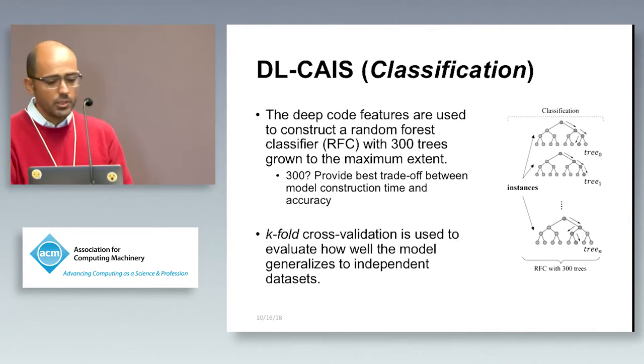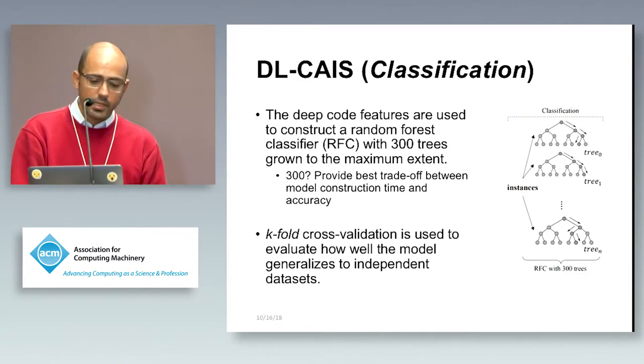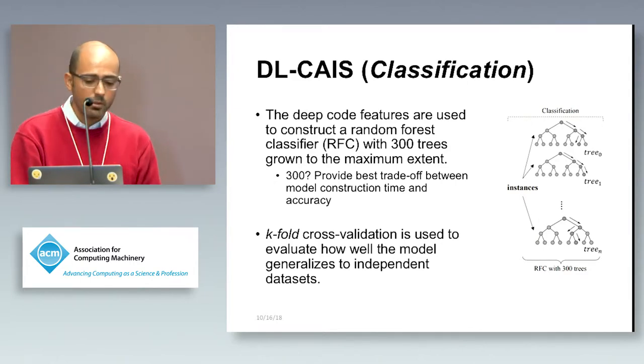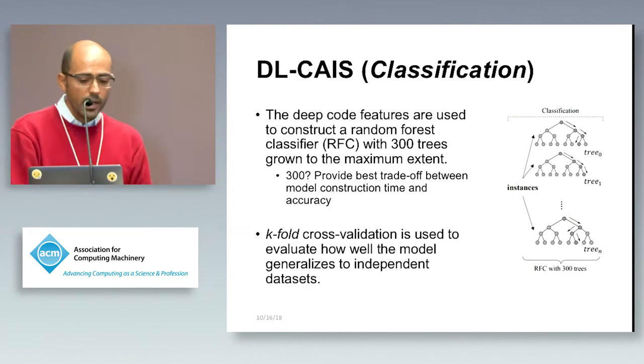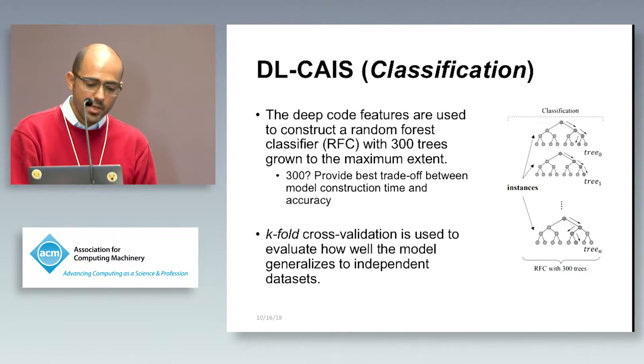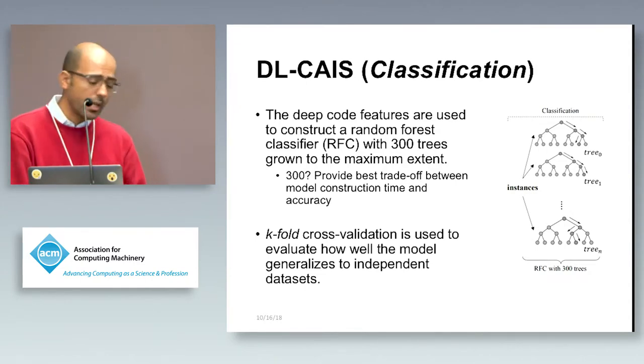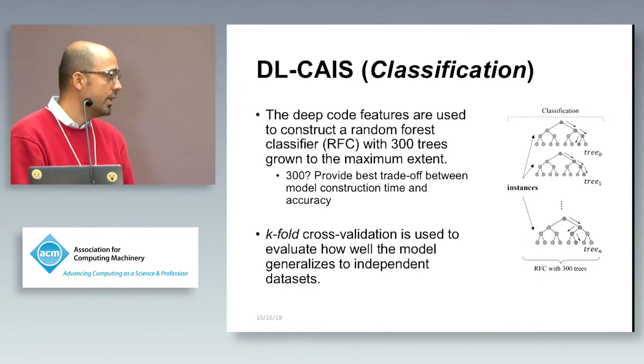Then comes the classification stage, which is a very simple RFC classifier for which we use an ensemble of 300 trees. 300 is used as it provides the best trade-off between the model construction time and accuracy. And again, we use a standard k-fold cross-validation to evaluate how the model generalizes to independent datasets.